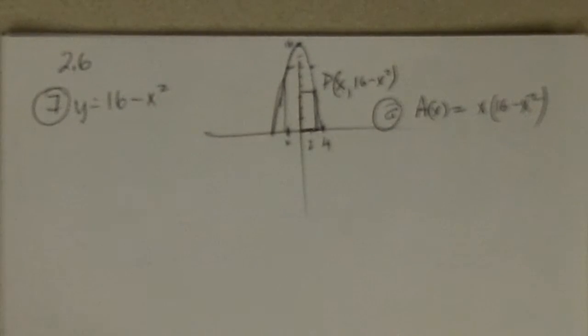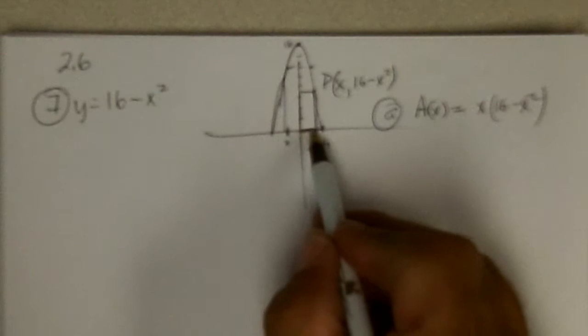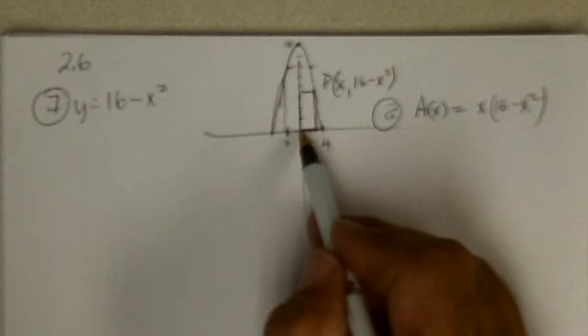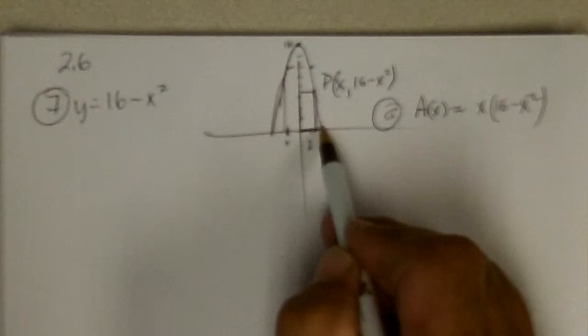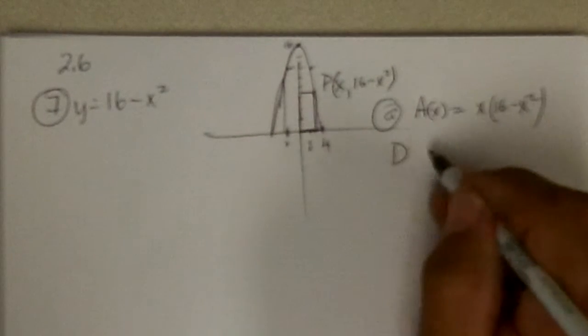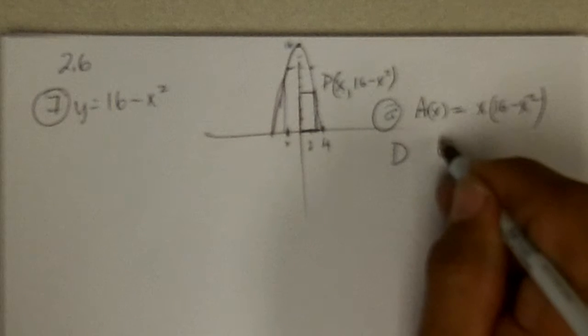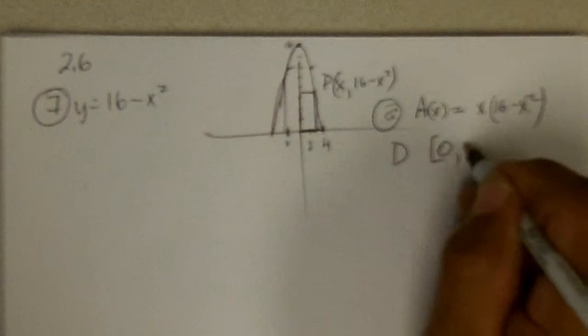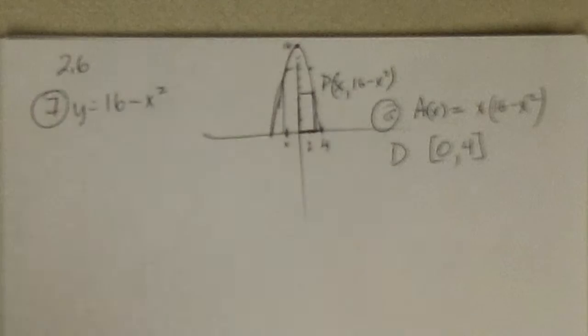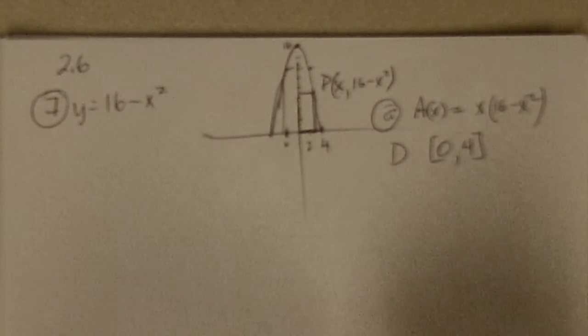B, what's the domain? Well, this only makes sense for x going from 0 to 4. So the domain is from 0 to 4, and it could be 0 or 4, but the rectangle just disappears. And graph this area.